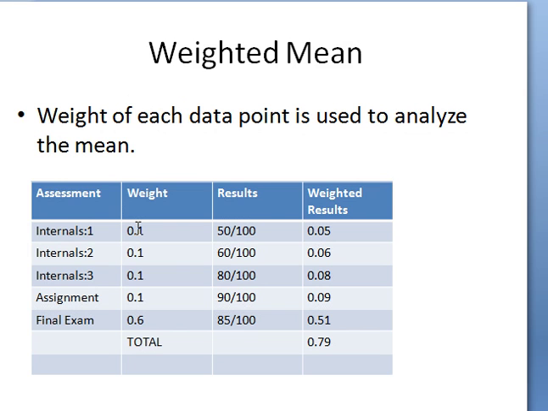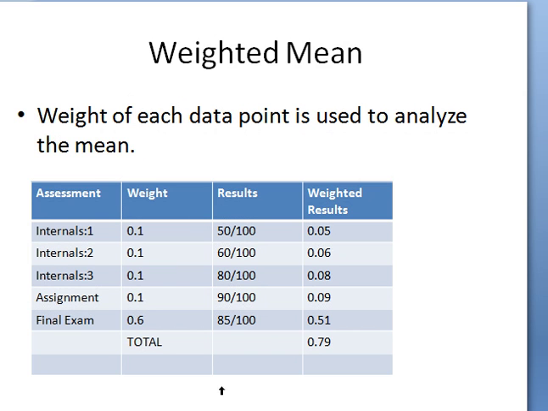For internals 1, only 0.1 weight is taken. For the three internals, same. For the assignment, same, 0.1 of the mark you scored is taken. And for the final exam, 0.6 of the mark is taken. That is 10% each, and for the final exam, 60% of the mark is taken. With this, weighted results are calculated and the cumulative value is taken. Here, 79 is the total value, that is the total mark.